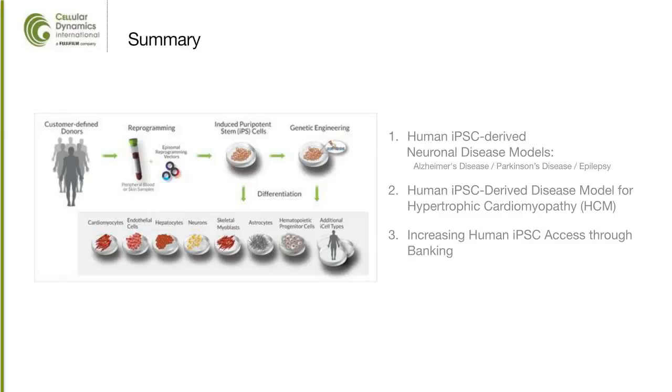So this is the summary slide summarizing both Dr. Mangan's presentation and mine. Dr. Mangan went over some of the iPS-derived neuronal disease models for Alzheimer's, Parkinson's, and epilepsy, and these were all engineered examples. I went over some of the cardiac examples for hypertrophic cardiomyopathy, an induced example and an innate example, and then I also touched a little bit on some of the banking efforts to allow the research community access to these cell types.